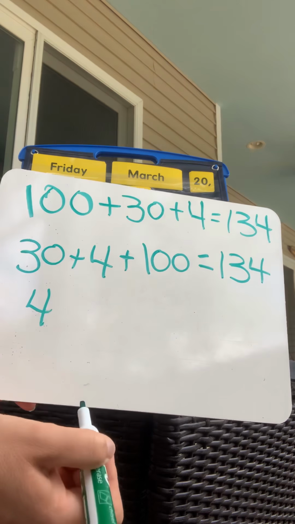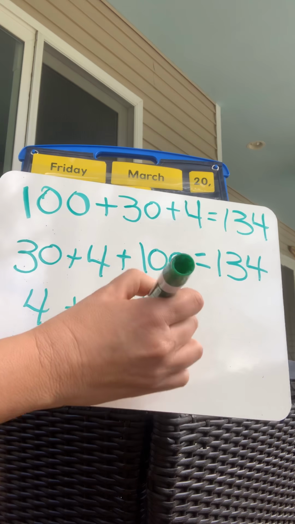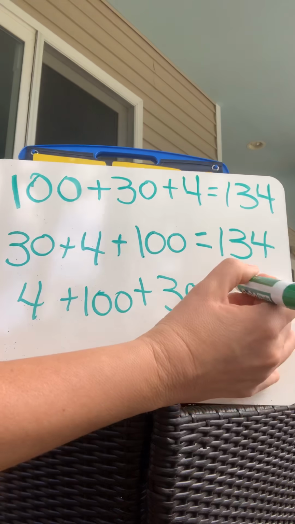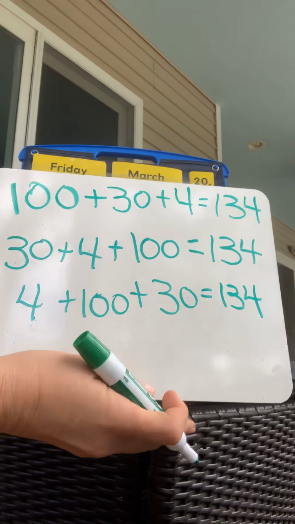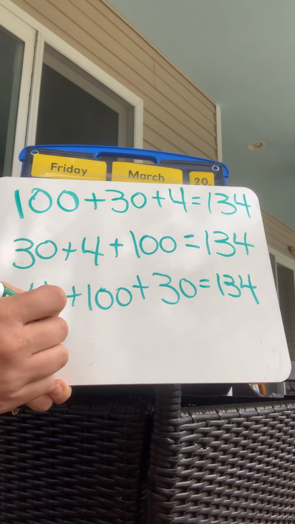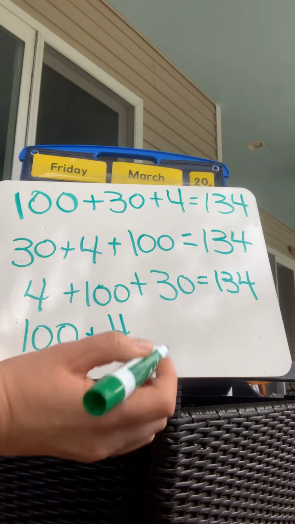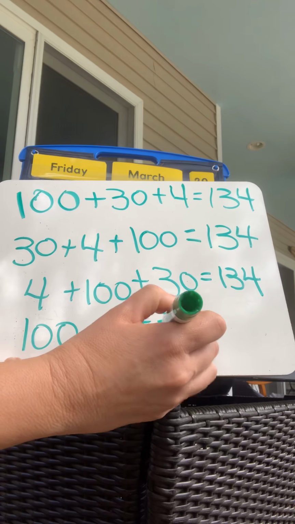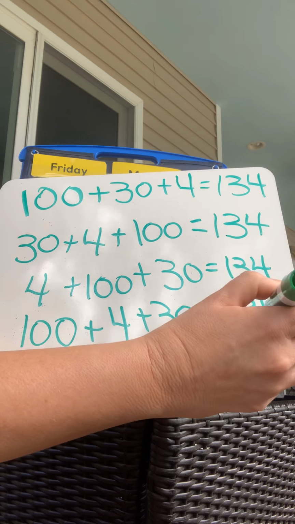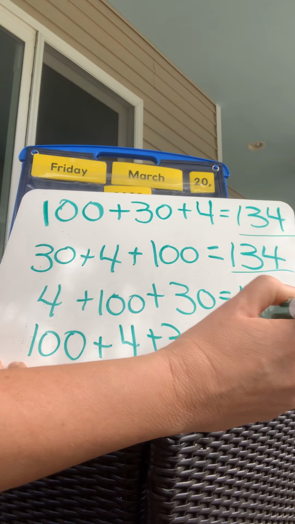How can we write it in a different way? 4 plus 100 plus 30 equals 134. Can we write it in another way? Why, yes, we can. 100 plus 4 plus 30 equals 134. All of those are different ways to get the same answer, 134.